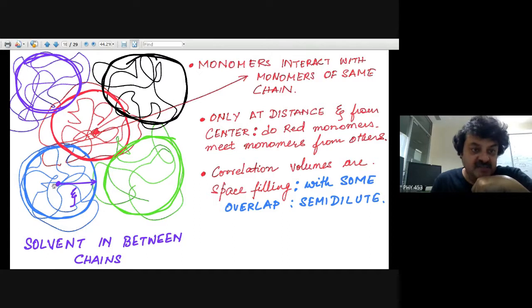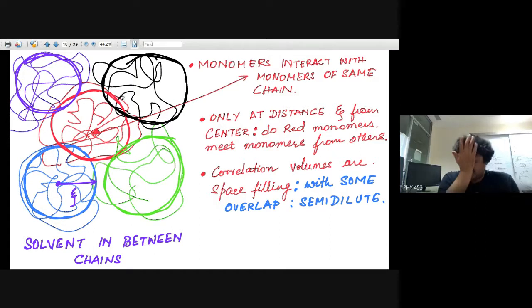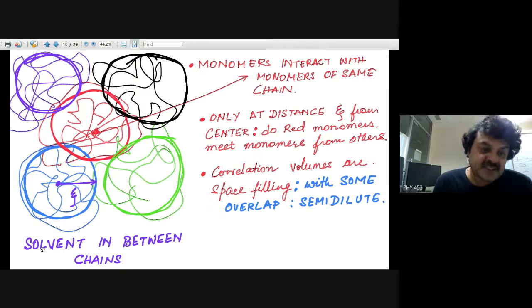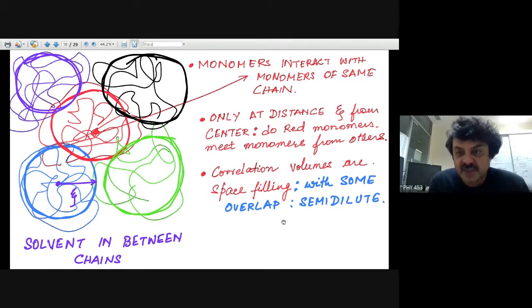So you see that when you go greater than this length scale zeta, the red monomers and the blue monomers have started touching each other. The red monomers and the green monomers have started touching each other. Here, the red monomers and the black monomers have started touching each other, and so on and so forth. And between the chains, there is, of course, solvent. So, what is the message? Only at distances greater than zeta from the center do the red monomers meet monomers from other chains. And since the polymers are touching, we are in a semi-dilute solution.